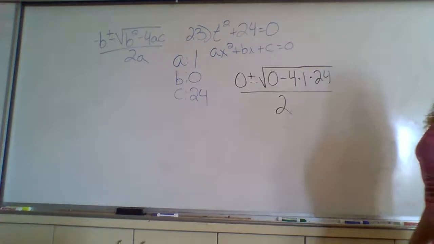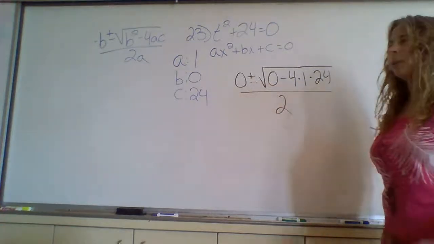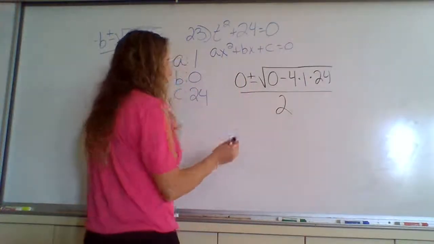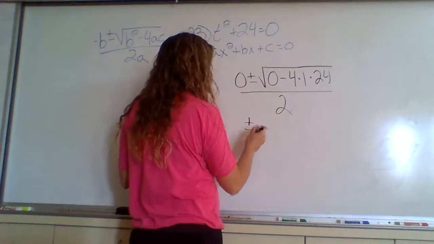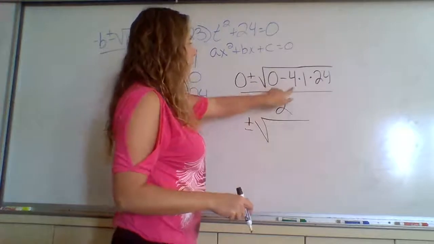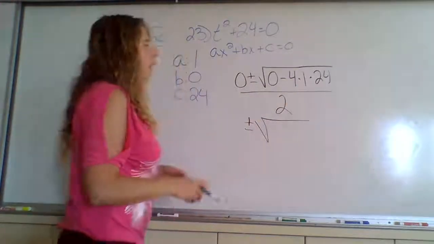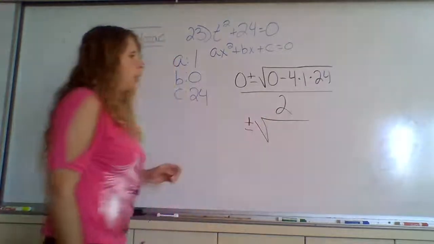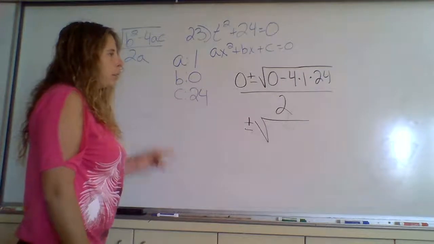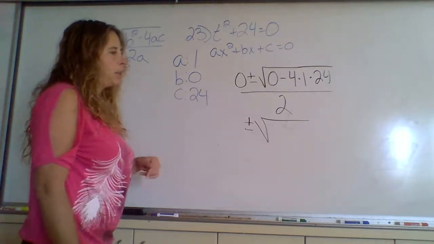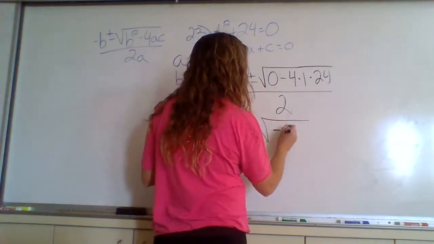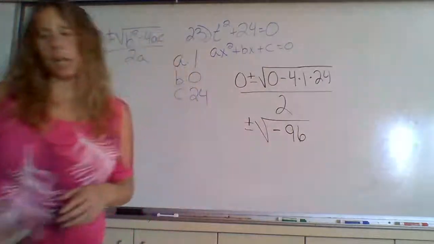Okay? If you don't want to show this part of your work where you substitute in 0, you don't have to. Now I'm going to start writing it. So now we just have plus or minus. 0 doesn't do anything. So I have negative 4 times 1, which is negative 4, and then negative 4 times 24. Oh, geez. 24 plus 24 is 48, 48 times 2 is 96. Negative 96. I'm pretty sure that's right. Let me check my math real quick.